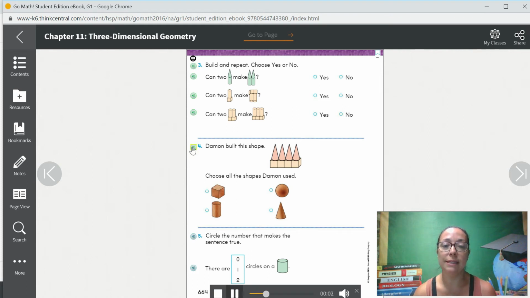4. Damon built this shape. Choose all the shapes Damon used. Okay, I think it's an easy one, right?